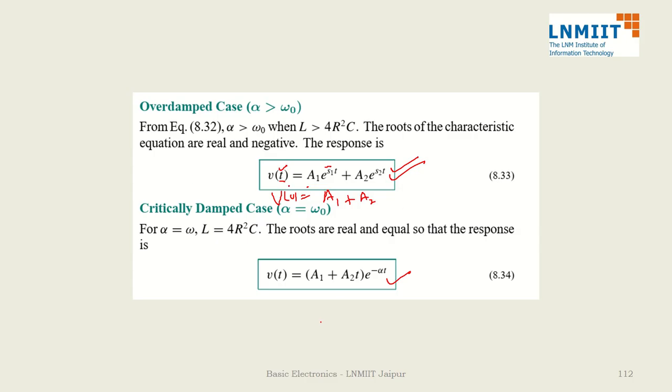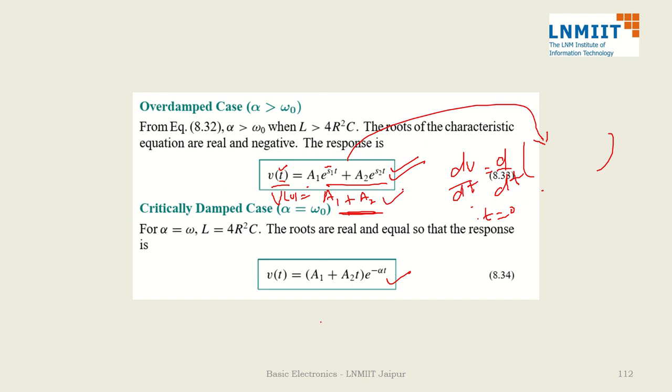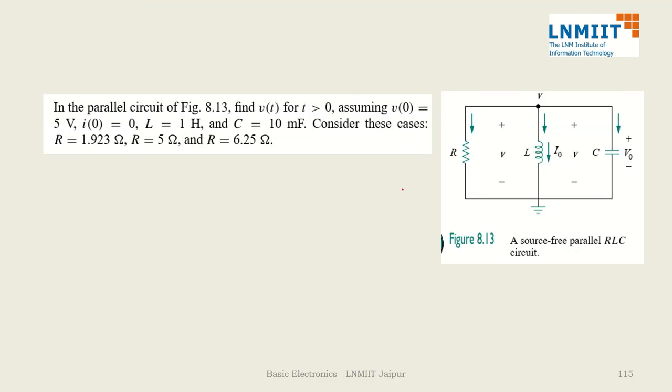When you take the derivative on both sides, dv by dt is d by dt of this whole thing, and you put t equal to 0 in the derivative on both sides, you get the second equation in A1 and A2, and you get the values of A1 and A2. This is one of the examples. We are given L is 1, C is 10 millifarad, initial voltage across the capacitor is 5, and initial current in the inductor is 0.